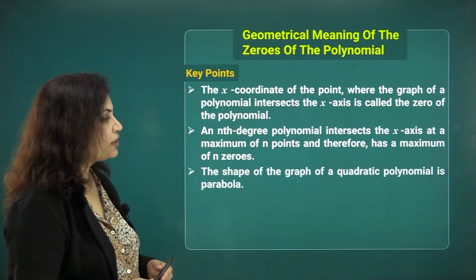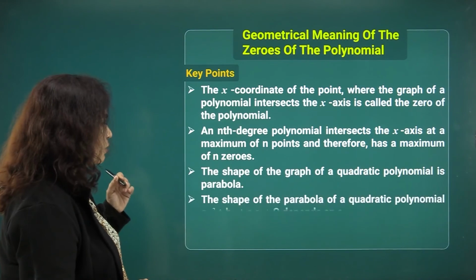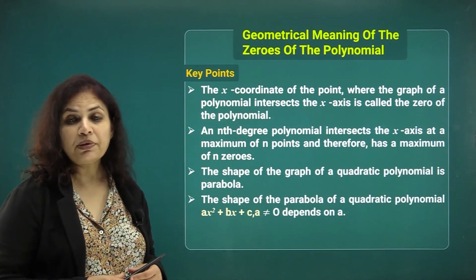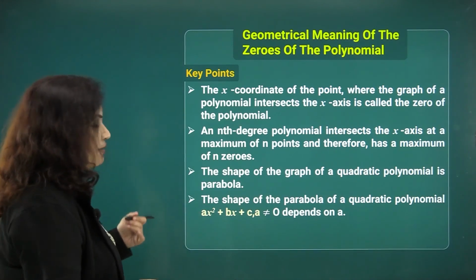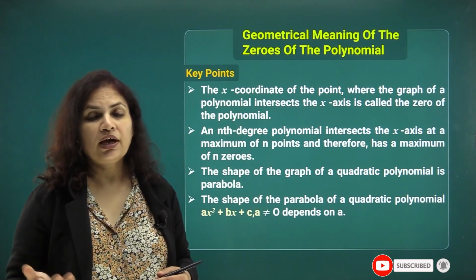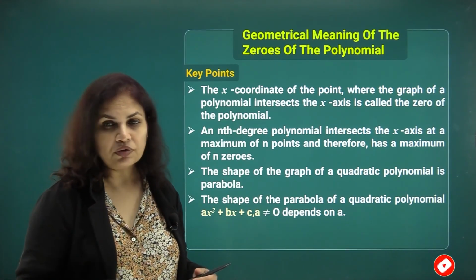The shape of the graph of a quadratic polynomial is called a parabola. The shape of the parabola of a quadratic polynomial depends on the value of a. If a is positive, we will have an upward opening parabola, and if a is negative, we will have a downward opening parabola.